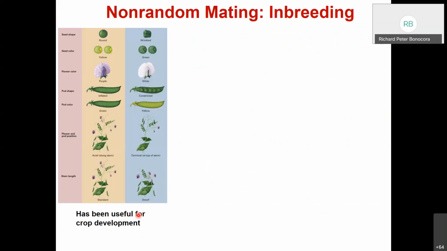Now, this has been a good thing for crop development. So we talk about Mendel's work. You have these true breeding strains. Well, that's a form of inbreeding. The individuals were picked and mated to give particular traits. Mating was non-random, and that's how the different true breeding strains were allowed to persist for so long.